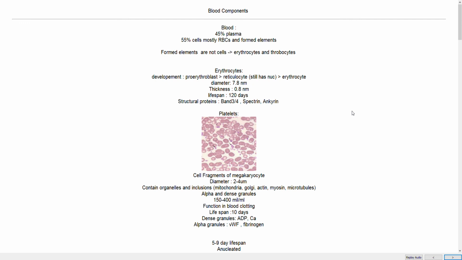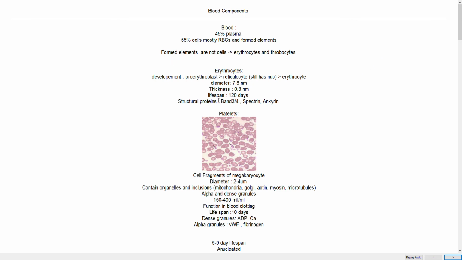Next, let's start off with what is blood. Blood is made up of two main components. It's 45% plasma and 55% cells. Of these 55%, the major component is red blood cells, with around 1% of the 55% being white blood cells and platelets.